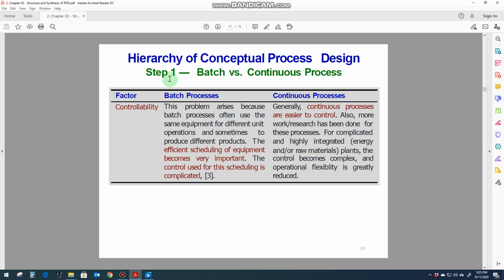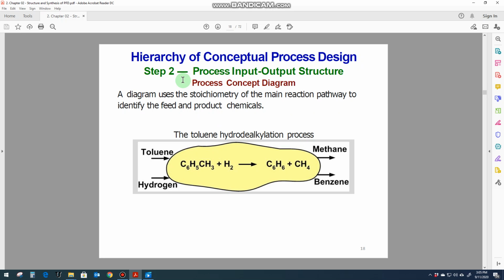So this was step number one, and we have seen the difference between batch and continuous processes. Next time we will start with step number two, and we will see the impact of process input, which is the feedstock, and the output, which is the product structure, and how these input and output structures of the plant can affect the overall process chain. We will study this in the next lecture. Thank you.